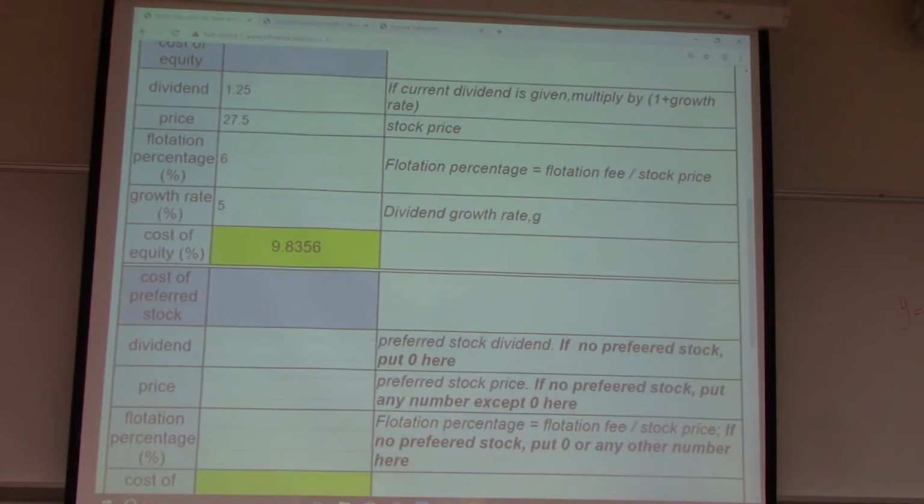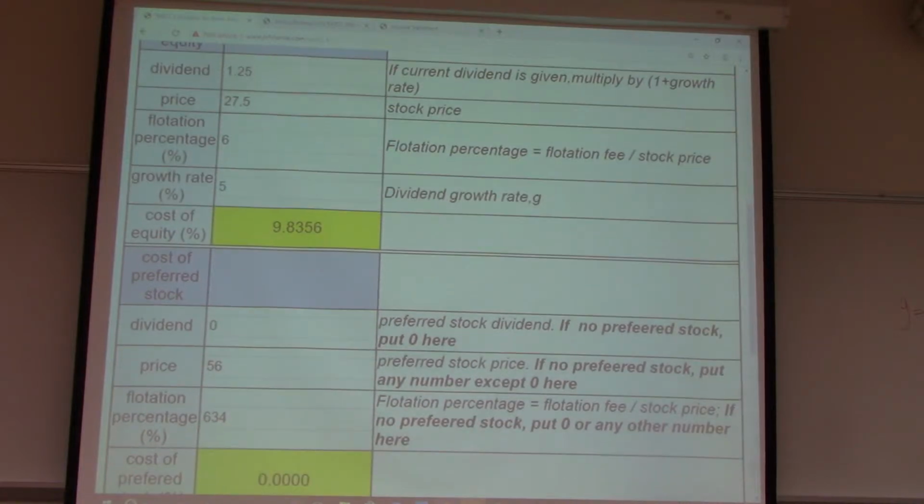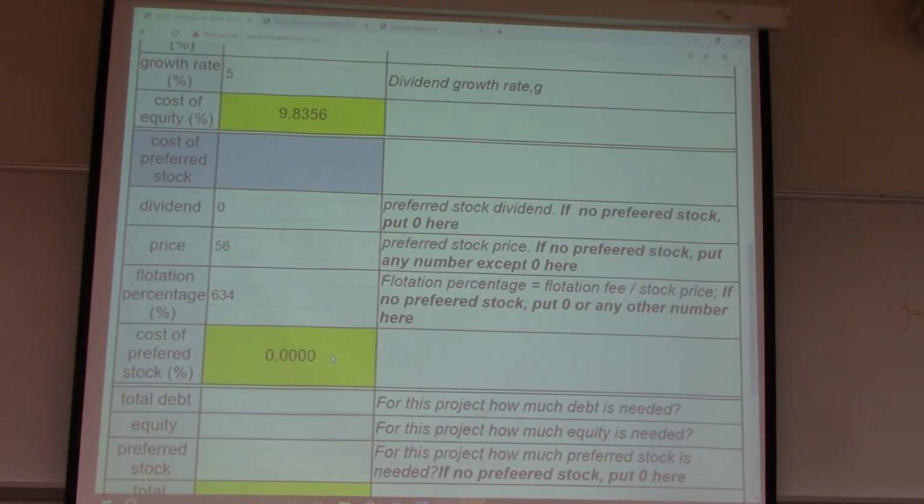And for the next one, for dividend, let's just put 0. It's just a number, it doesn't matter. The cost of preferred stock will be 0.